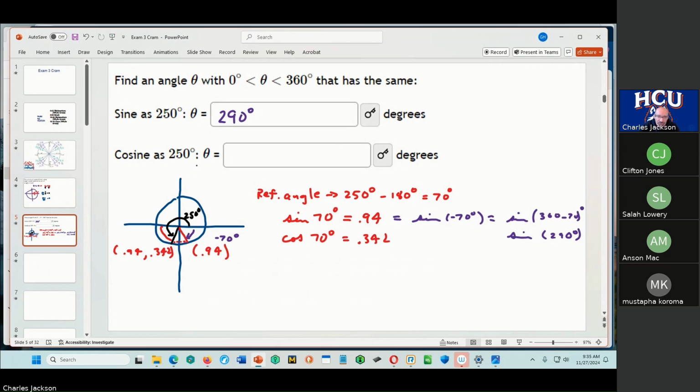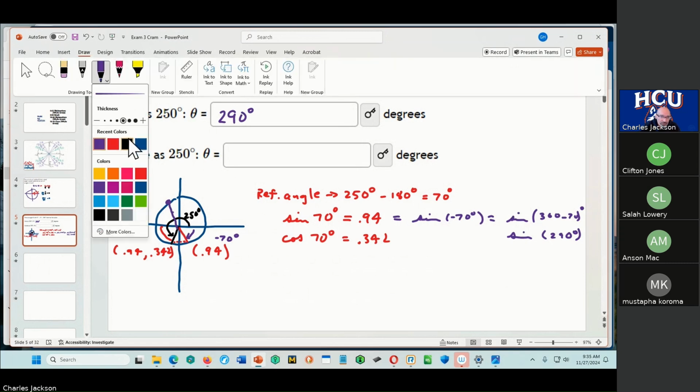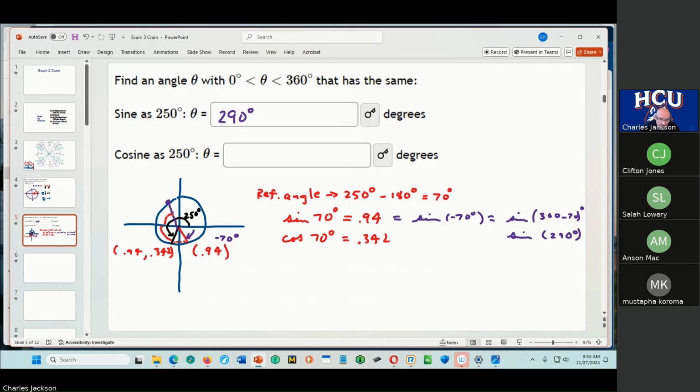Cosine, same cosine as that. That's going to be an angle up here, with reference angle 70 degrees. This angle is going to be 180 minus 70, which is 110 degrees.